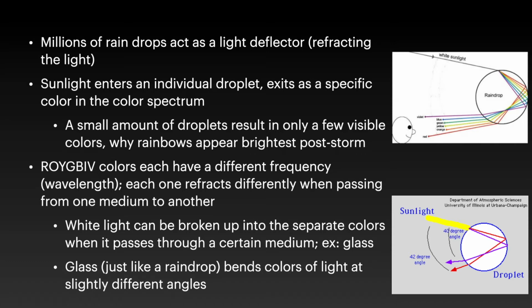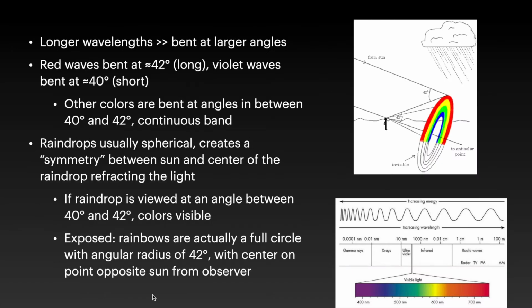When white light passes through a medium, like a raindrop, the colors of light are bent at different angles because of the different wavelengths, thus causing multiple colors to appear. Glass can do the same thing. Longer wavelengths are bent at larger angles, and shorter wavelengths are bent at smaller angles. Red waves are bent at around 42 degrees, and violet waves are bent at around 40 degrees. The red waves are larger, and that's why they're on top of the rainbow. The violet waves are the smallest, and that's why they're on the bottom of the rainbow.